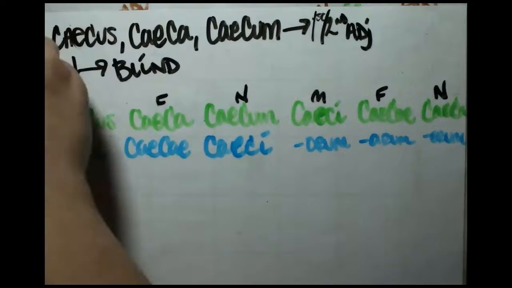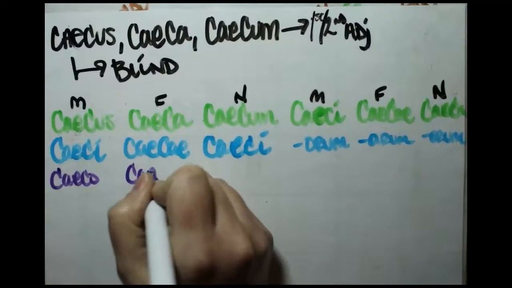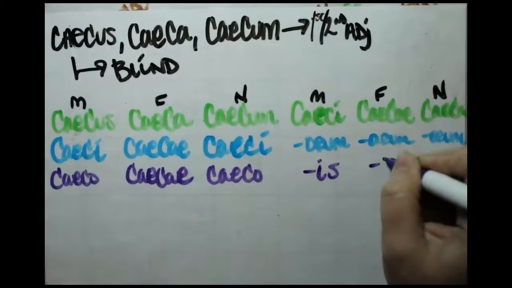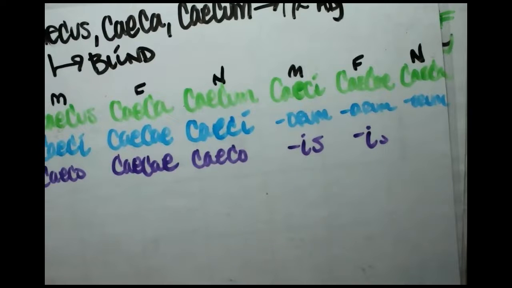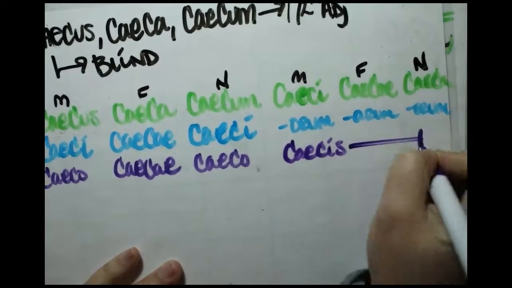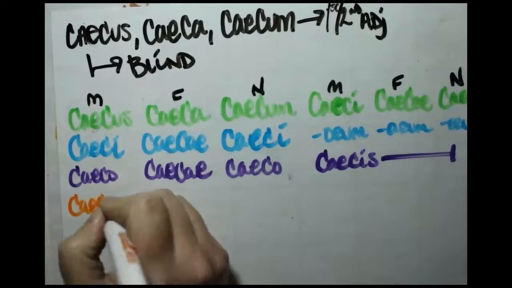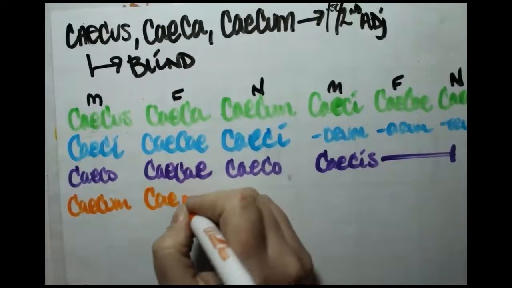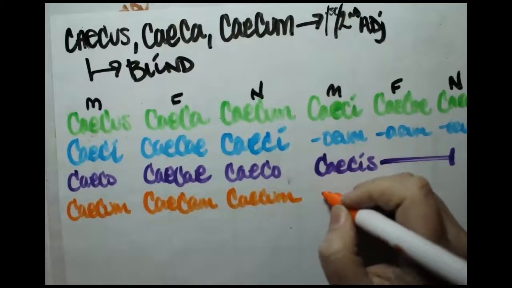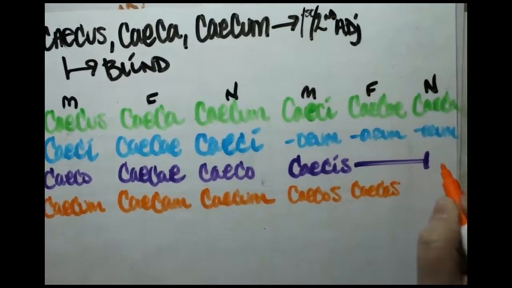In the dative, whoopsie, circle my pens. We have caeco, caecai again, and caeco, caecis, caecis. Oh, I guess I have room to spell those completely out, so we'll do that. Caecis. In the accusative, caecum, caecum, caecum. In the accusative plural, caecos, caecos, caeca.